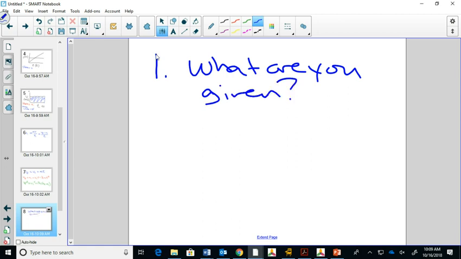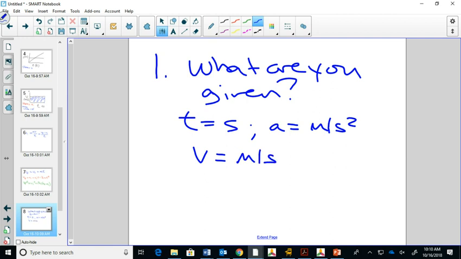Okay, what do they actually tell you? Right? And remember that time is seconds, acceleration is meters per second squared, velocity is meters per second, distance is meters. So they'll ask you, how far does it go? Well, that's meters, right? That's distance. How long does it take? That's time, right? How fast is it going? That's velocity. How does the velocity change? That's acceleration. Are you with me? So what are you given?